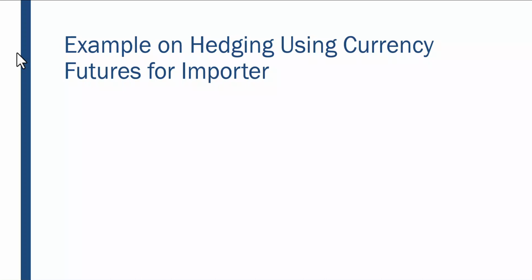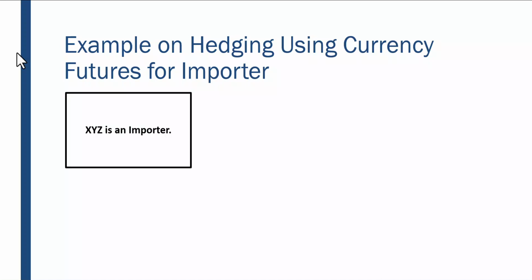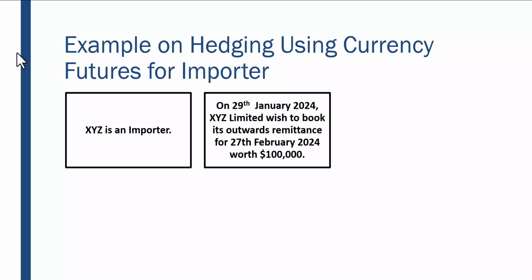Suppose you are an importer. As an importer, you would like to buy dollars, isn't it? Let's understand that. XYZ is an importer. On 29th of January 2024, just recently, XYZ Limited wished to book its outward remittance for 27th February 2024, worth $1 lakh. That means he is supposed to make a payment of $1 lakh on 27th of February.